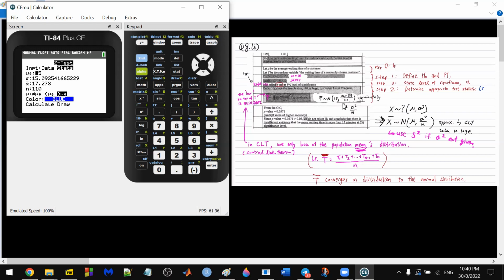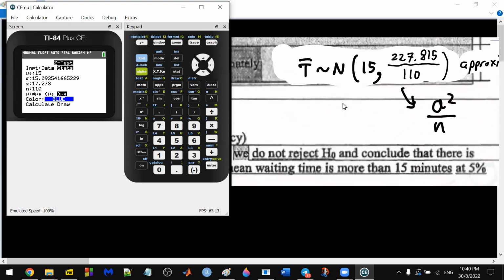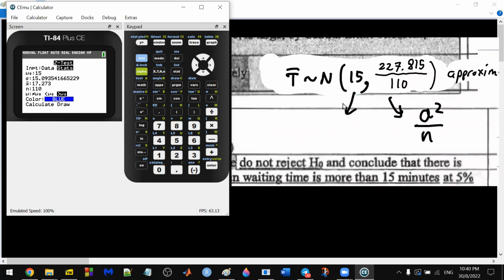So let me just zoom in. Recall that T bar is what? T bar is mu, comma, sigma square over n. So the mu naught is actually referring to the mu 15. All right, I keyed it in ahead of time. Then sigma here 15.09 blah blah blah.